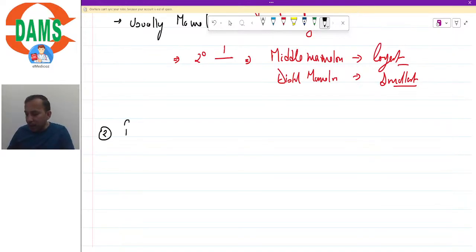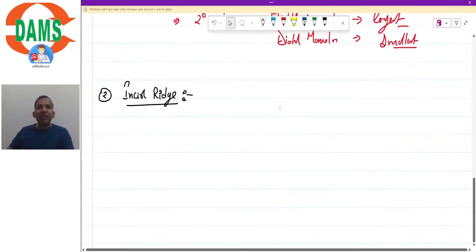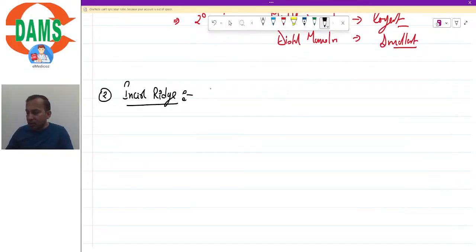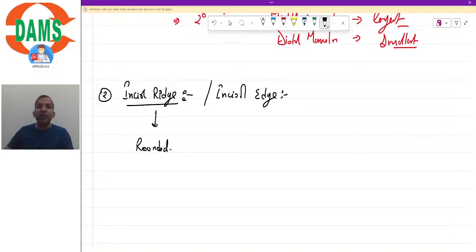Next, we can go to the incisal ridge. What is the difference between incisal ridge and incisal edge? A newly erupted tooth would have an incisal ridge, which is rounded and has not yet worn. But when this ridge undergoes attrition and wears away, it will become sharp, and now it will be called the incisal edge.